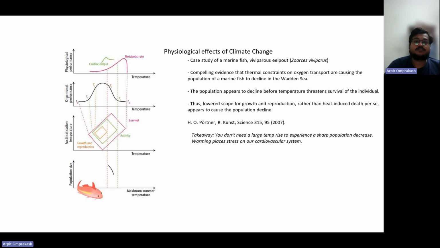Then again, we have the physiological effects of climate change. So for example, if you look at the marine fish, we have a fish called eelpout. What is happening is we are looking at evidence of thermal constraints on oxygen transport, that is leading to population decline in the Wadden Sea, right? So the population starts to decline before the temperature starts to threaten the survival of an individual, right?